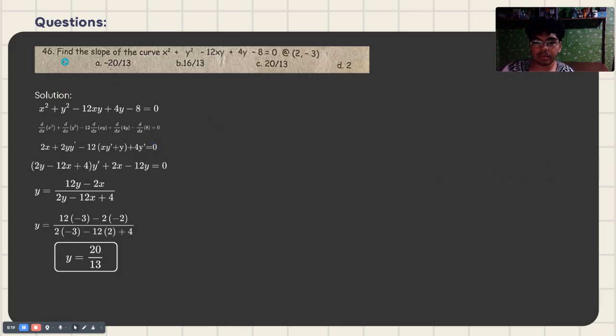Number 46. Find the slope of the curve x squared plus y squared minus 12xy plus 4y minus 8 is equal to 0 at 2 and negative 3. So for the solution, to find the slope of the curve, we should differentiate both sides with respect to x.